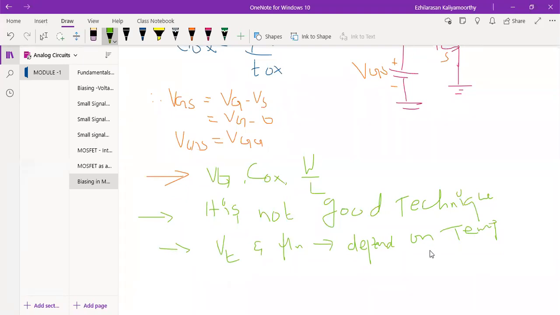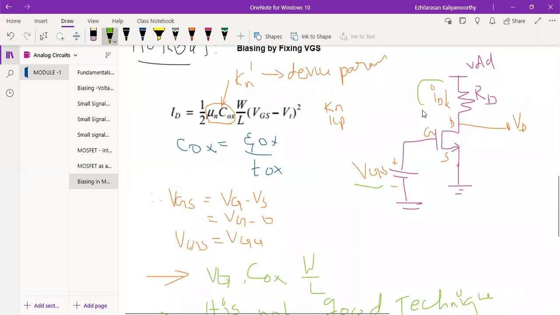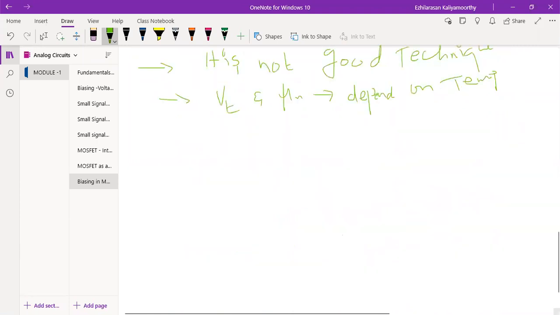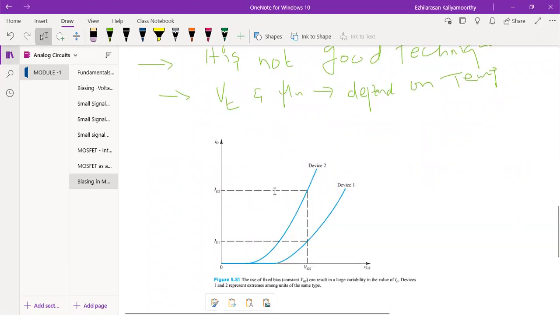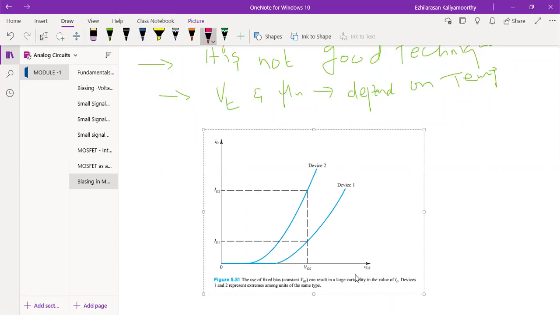If you are fixing the value of VGS, the drain current ID becomes very much temperature dependent. How? Let me show it with a graph as an example. In this graph, this is your VGS, and this will be your ID.